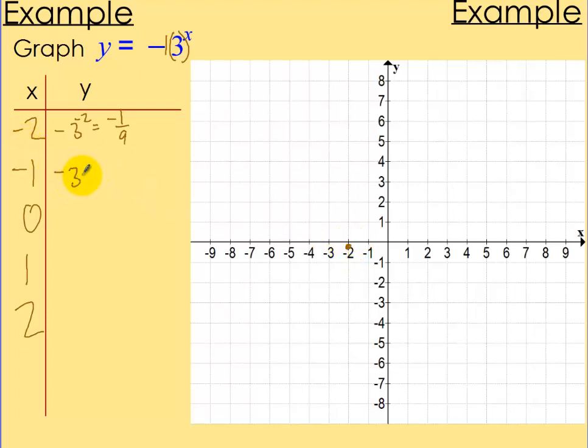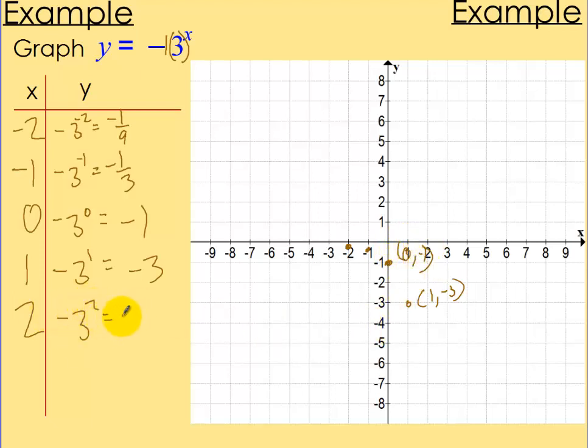For the next one, negative 3 to the negative 1 power is going to be negative 1/3. That's going to be close, but not as close as the other one. Next one, negative 3 to the 0 power will be negative 1. So I'll put it at 0, negative 1. Negative 3 to the 1 power will be negative 3. So at 1, negative 3. I'm going to label that. I'm going to label this other one too. 0, negative 1. And at 2, negative 3 squared will be negative 9. So at 2 it goes down to negative 9, which is over here.